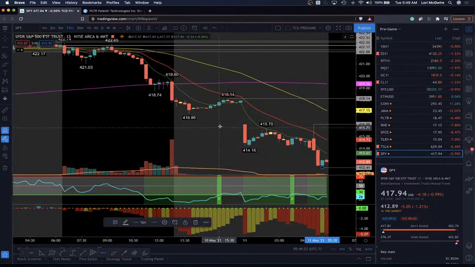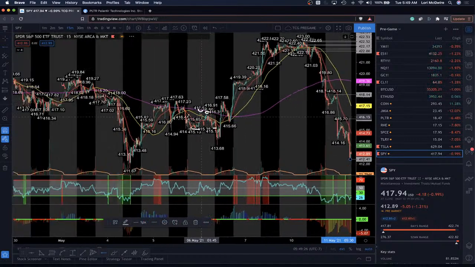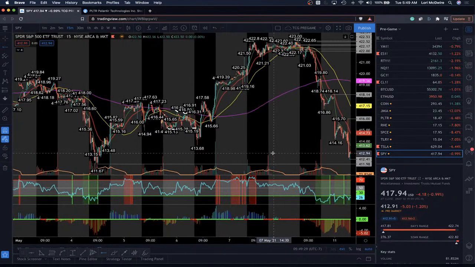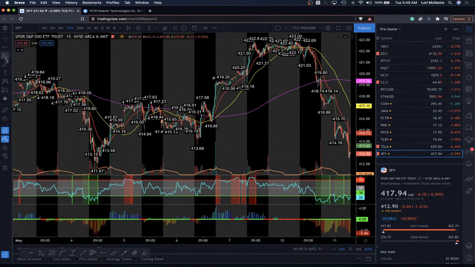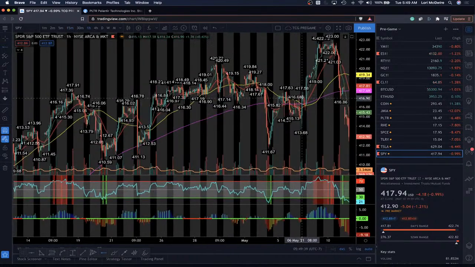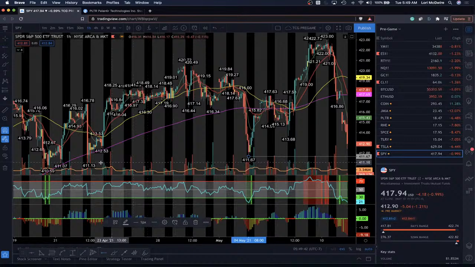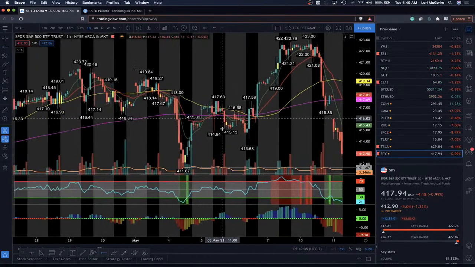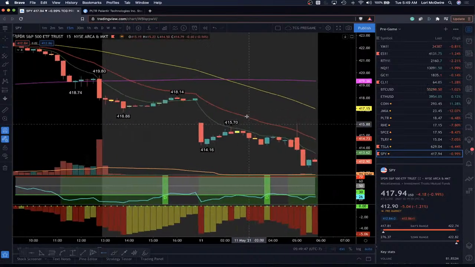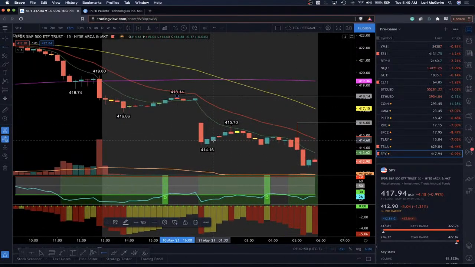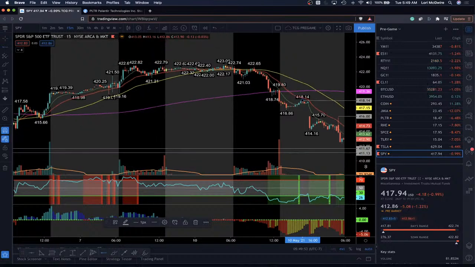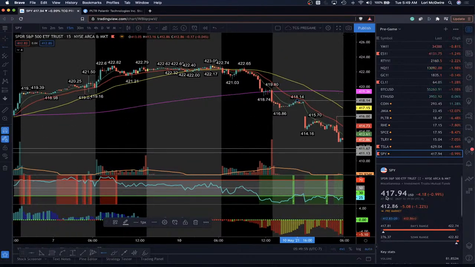Let's see. 412, 411.67. That is not it. Hate when my magnet doesn't work or my fingers don't do it. Okay, go to the hourly. One more time, 411.67, 411.13. Okay, so here are your SPY levels right here on the right side. If you want to screenshot, 416, 418, 414, 411.67, 411.13.